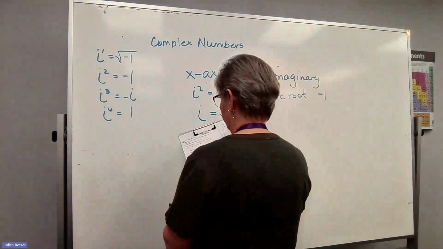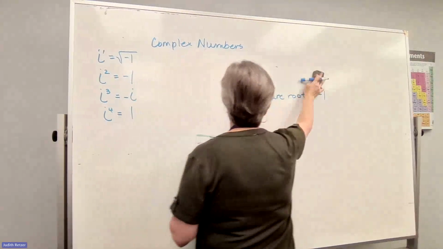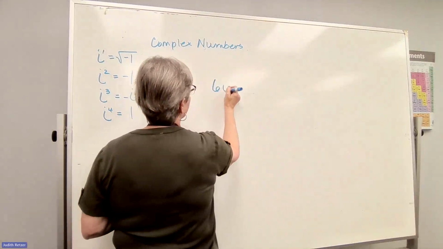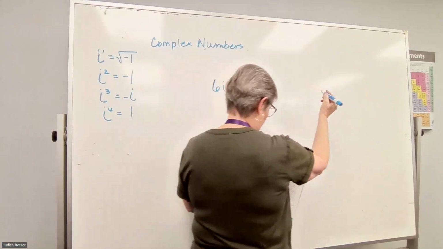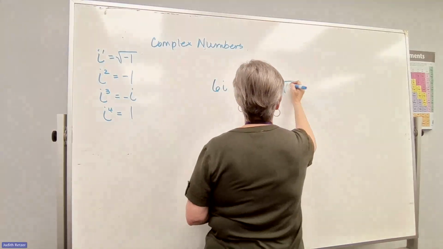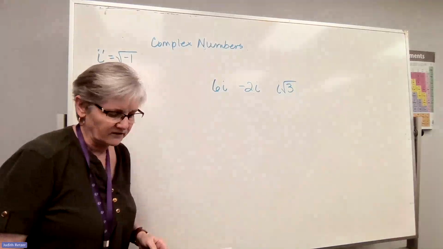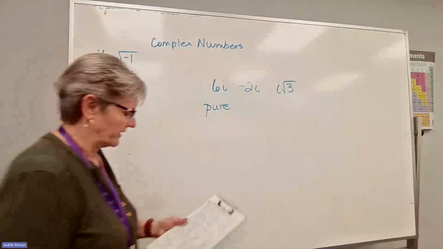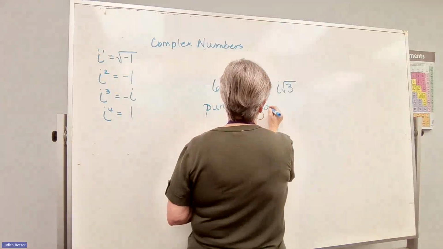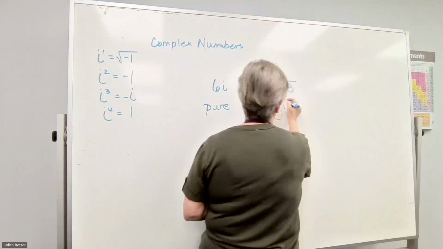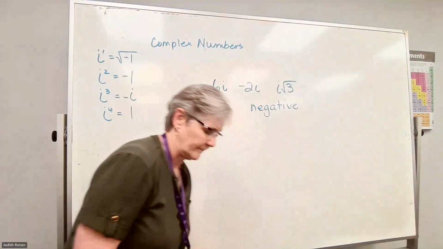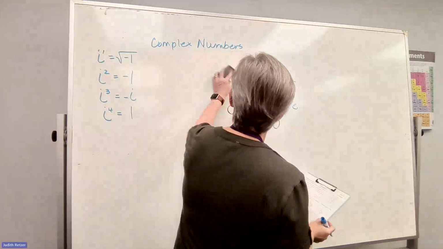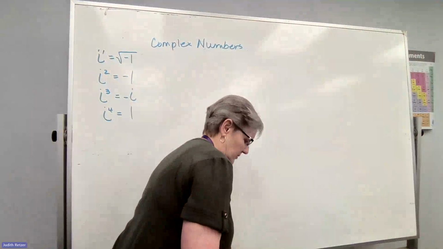Okay, moving on. Numbers in the form of 6i, -2i, and i square root of 3 are called pure imaginary numbers. They are square roots of negative real numbers. Okay, so in example number 1, we're going to deal with just pure imaginaries.